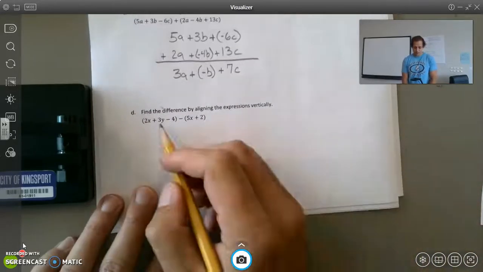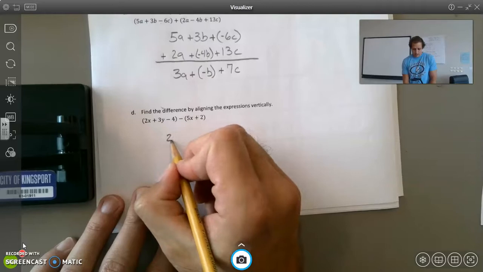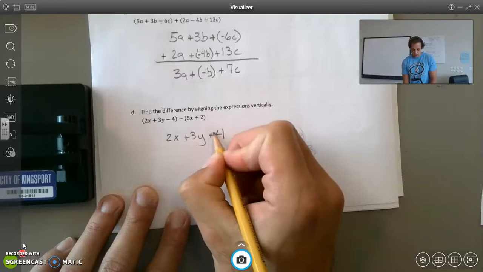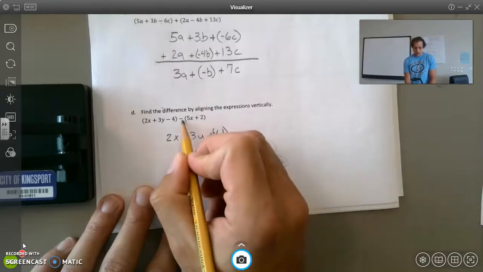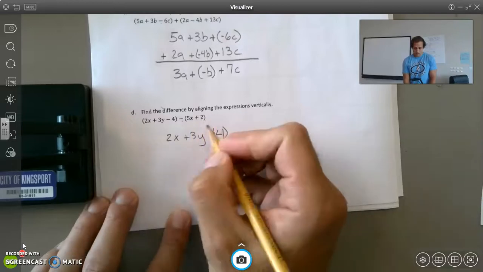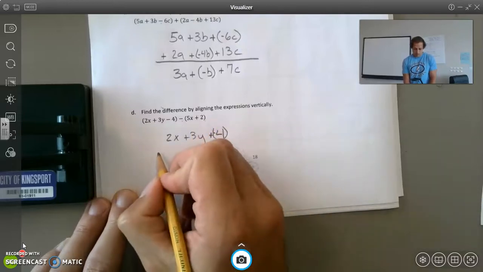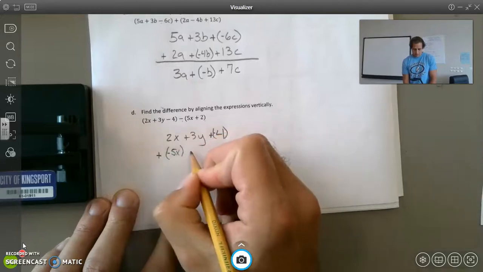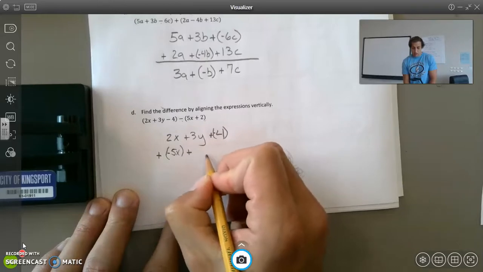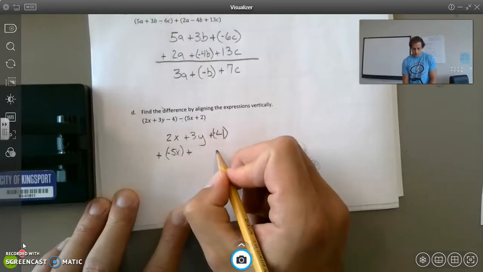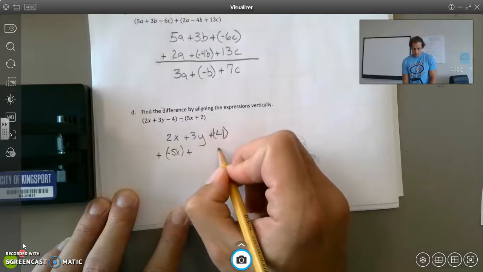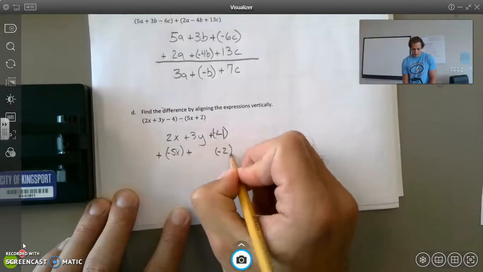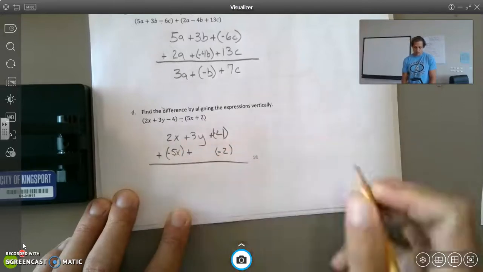Okay, look at D. It says we are doing 2x plus 3y minus 4. So I'm going to write that as plus negative 4. And we are subtracting 5x plus 2. So I want to write that as plus negative 5x plus, there's no y term here. And I'm going to line this up over here. So we're subtracting 2, we're going to say negative 2. So 5x plus negative 2.